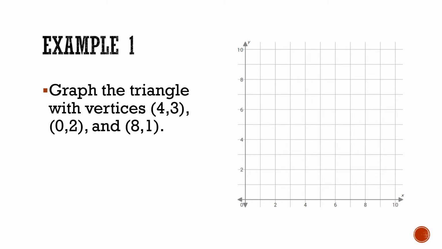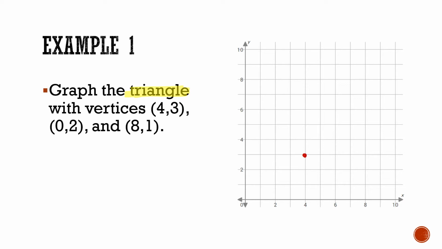So our first example says graph the triangle. Okay, that's important to remember, a triangle obviously, with vertices. Okay, vertices are your corners of that triangle: (4, 3), (0, 2), and (8, 1). Okay, so you've got to remember how to graph on a coordinate plane. So we always start at the origin, which is down here at (0, 0). So we're going to go to (4, 3). That means we go over 4, up 3.